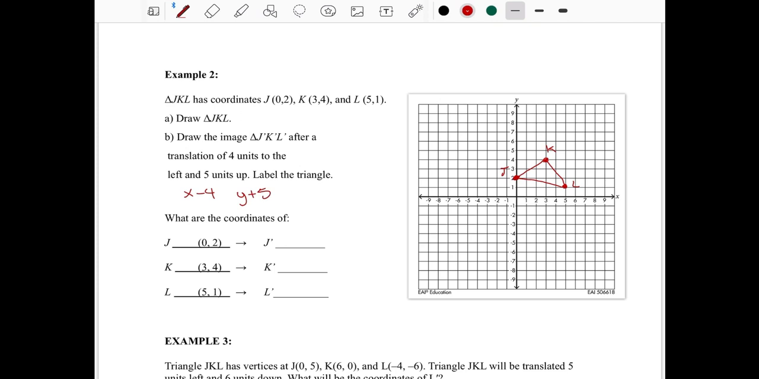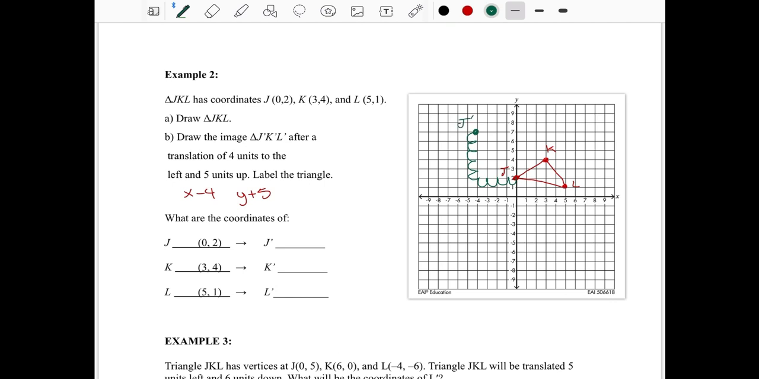Okay, so now once we graph that, we know what our rule is. Let's apply the rule. Remember, this rule has to apply to all 3 points. So if I take J, it said we've got to go 4 to the left and then 5 up. So go 4 left, 5 up. This is going to be my new J prime.